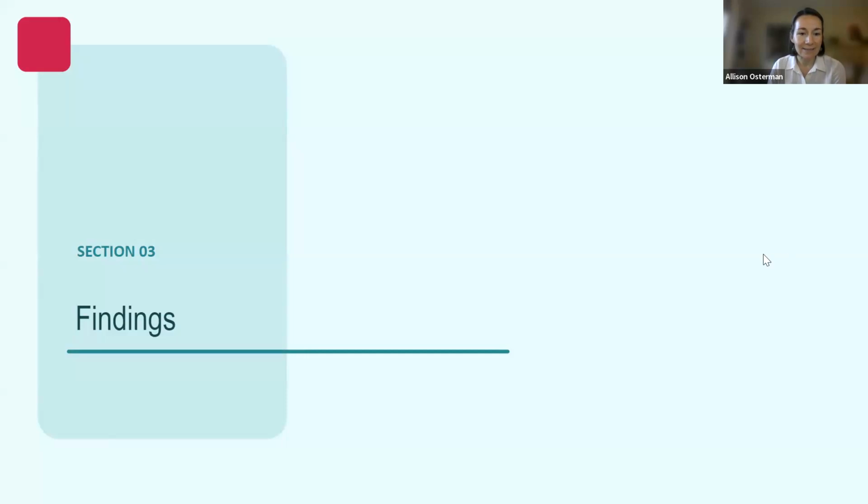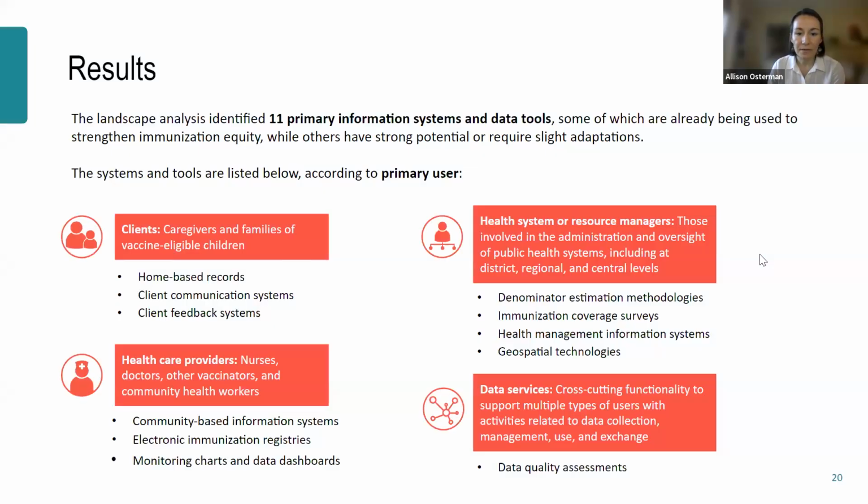Next slide, please. We reviewed over 160 documents for the landscape analysis, and based on the review, we identified 11 primary information systems and tools. And we found that some of these are already being used to strengthen immunization equities, while others that are listed here either have strong potential or they would require slight adaptations.